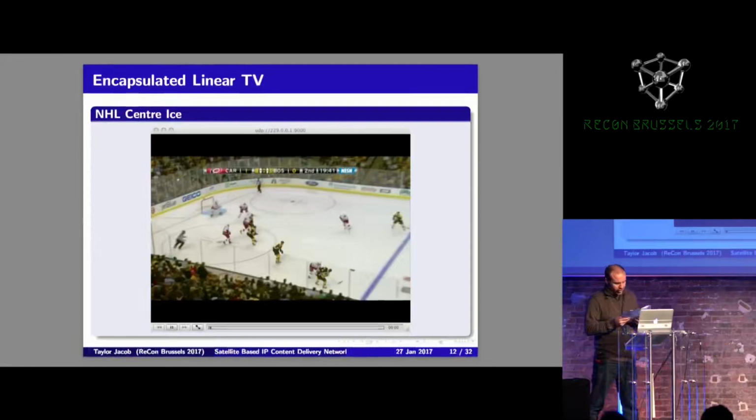So to play these channels back on a computer, I wrote a simple program to capture the UDP packets and re-encapsulate them on a different multicast IP, which I would play back in VLC, which you can see a little screenshot of here.